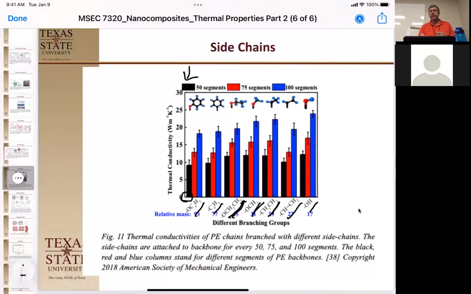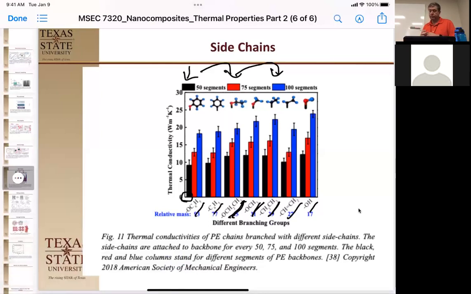If you extend that by 25 segments to make it 75 segments between defects, the thermal conductivity goes up. And if you extend it again, another 25 segments, the thermal conductivity goes up again. So that's saying how perfect your polymer is, or how few defects your polymer has, will dynamically affect your thermal conductivity. And the fewer defects you have, the more thermal conductivity.